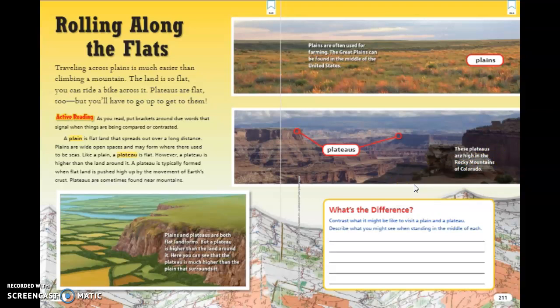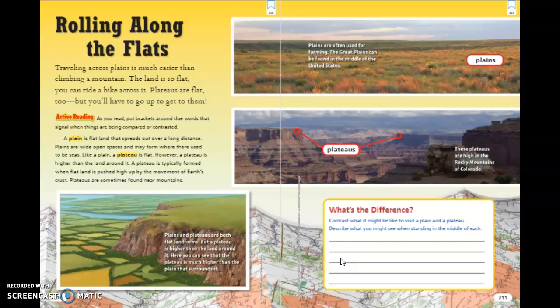Now we're going to look at the activity called What's the Difference? Contrast what it might be like to visit a plain and a plateau. Describe what you might see when standing in the middle of each. Now pause the video and write your response.